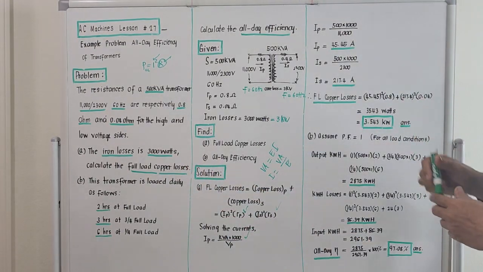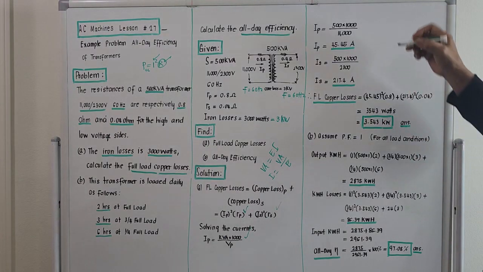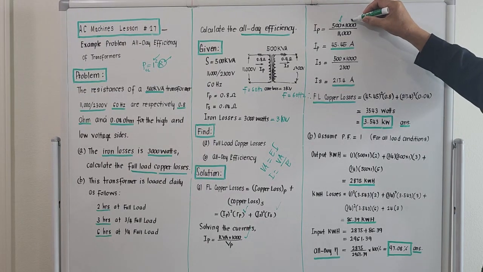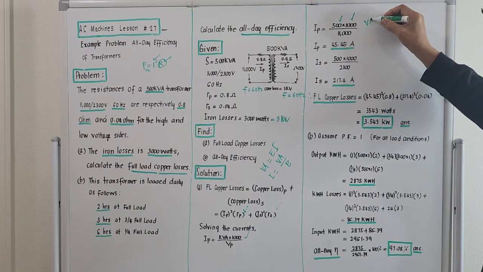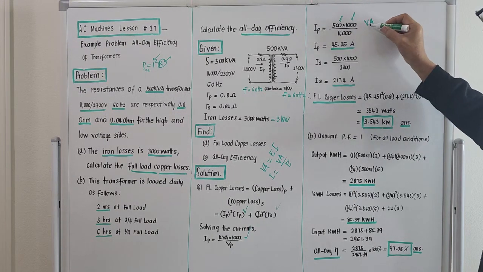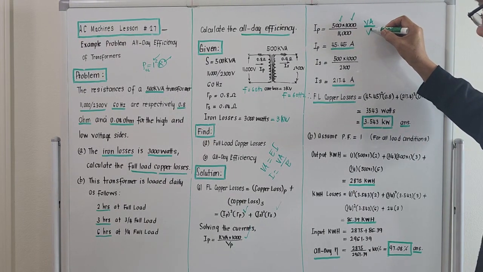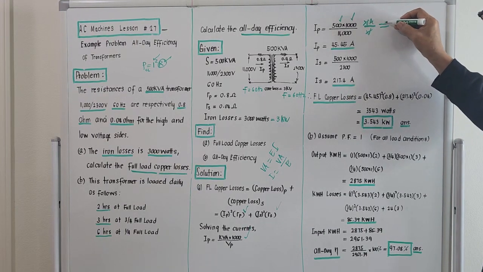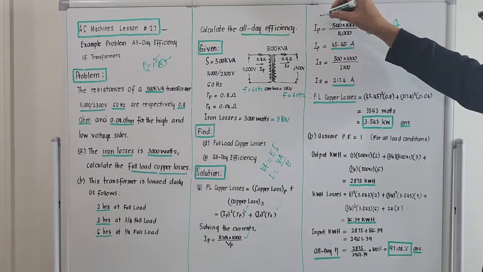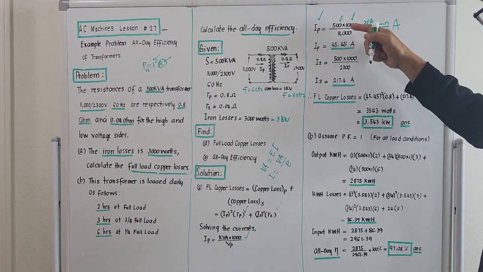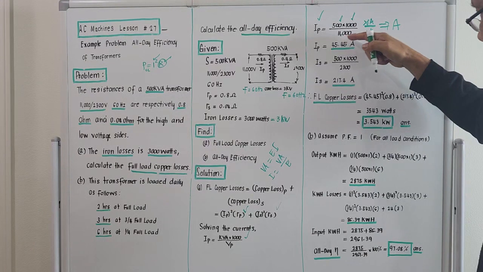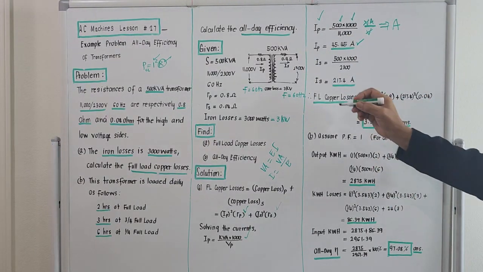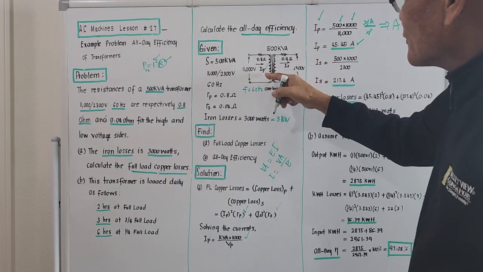So substituting values, the full load primary current is 500 kVA. We multiply this by 1,000, so this will now be volt ampere, all over 11,000 volts. Right? So volts and volts cancel. So the unit of this is actually ampere. It's current. So this is 500 times 1,000 over 11,000, and this is 45.45 amperes. So this primary current here is 45.45 amperes.